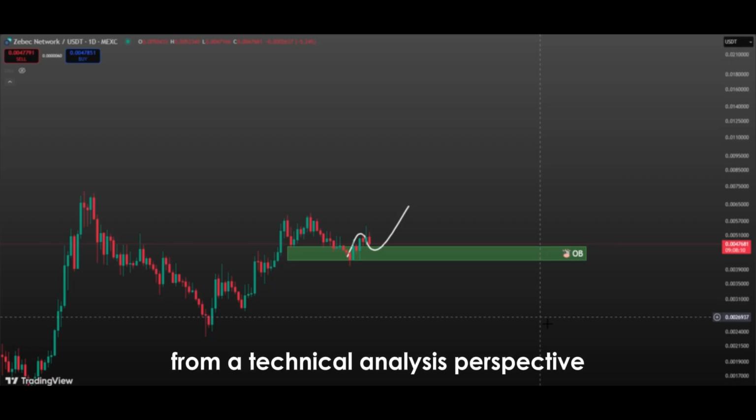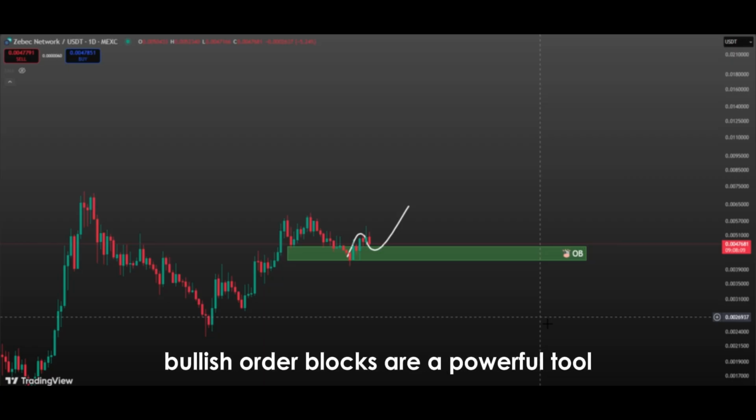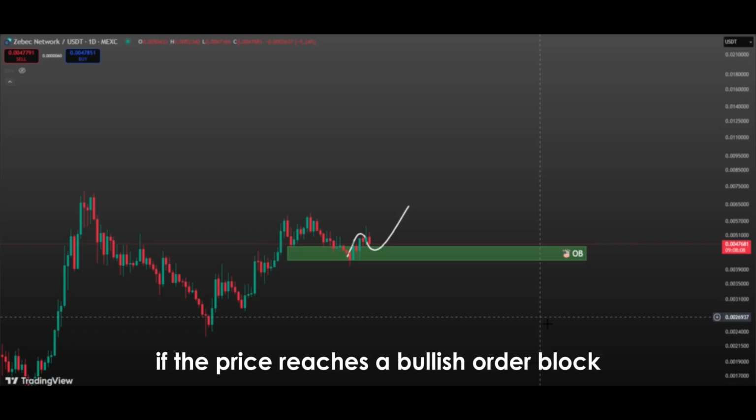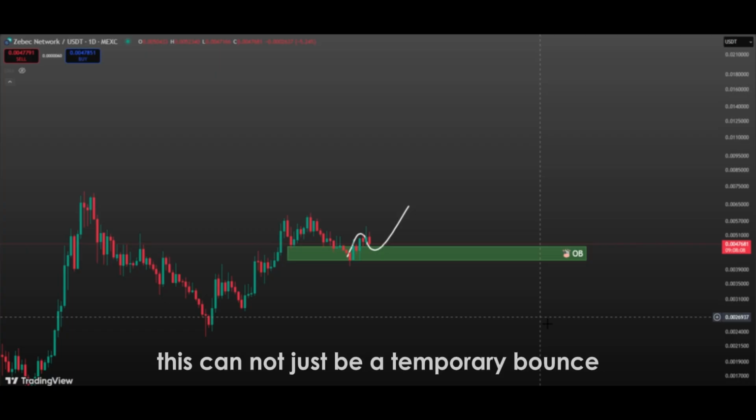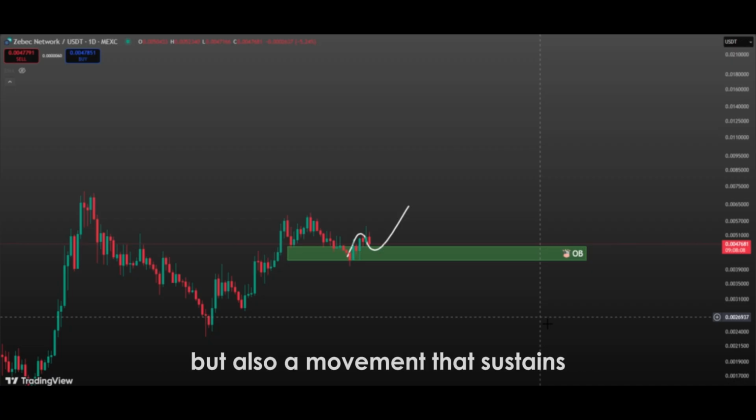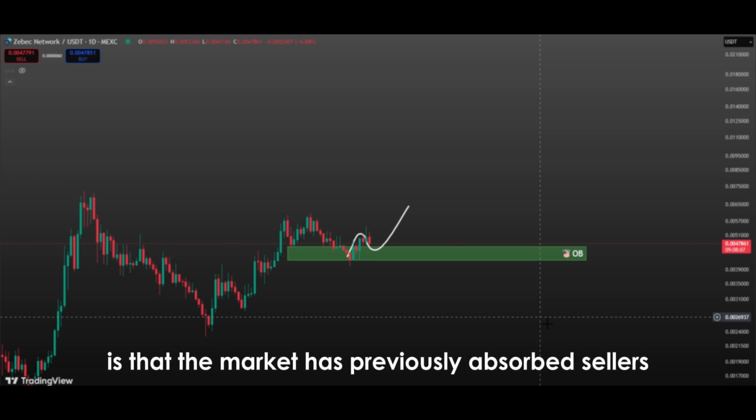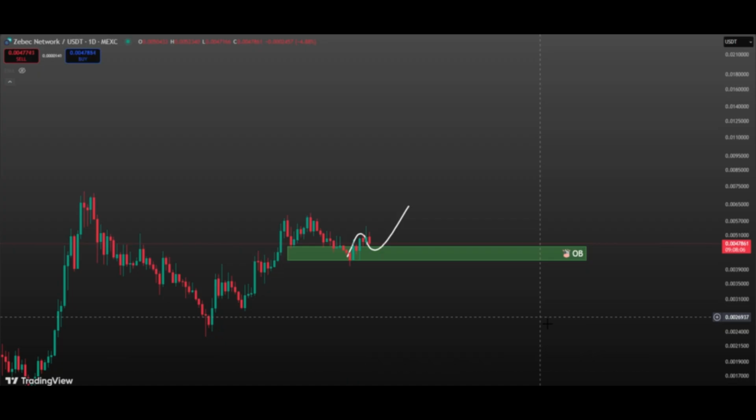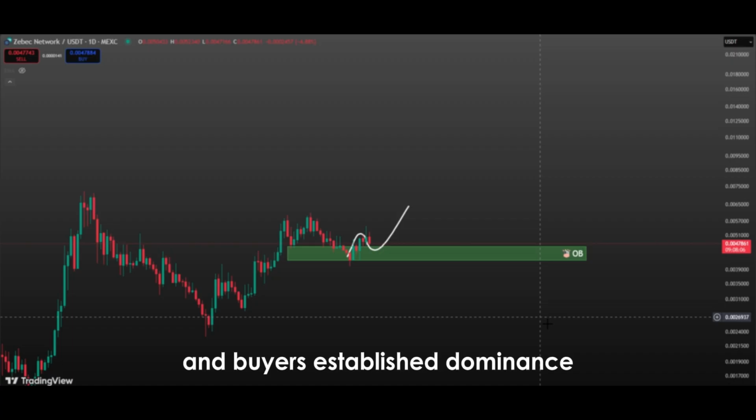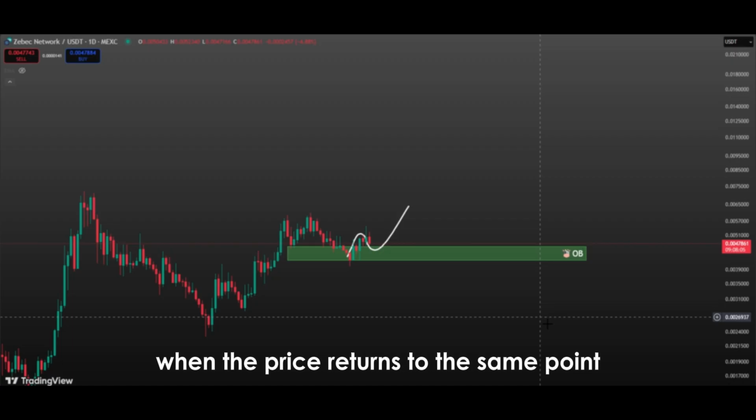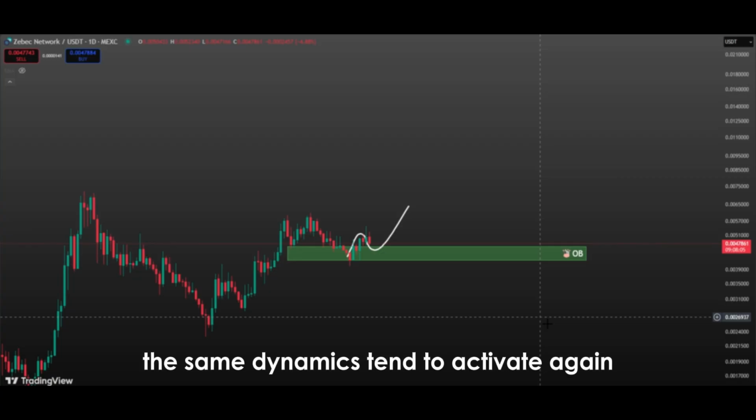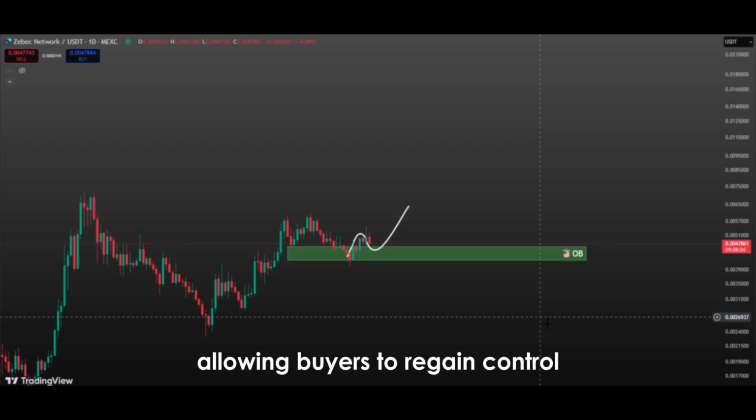From a technical analysis perspective, bullish order blocks are a powerful tool in determining the structure of price. If the price reaches a bullish order block and gains support from it, this can not just be a temporary bounce, but also a movement that sustains the continuation of the trend. The rationale behind bullish order blocks is that the market has previously absorbed sellers strongly. In other words, sellers were once neutralized and buyers established dominance. When the price returns to the same point, the same dynamics tend to activate again, allowing buyers to regain control.